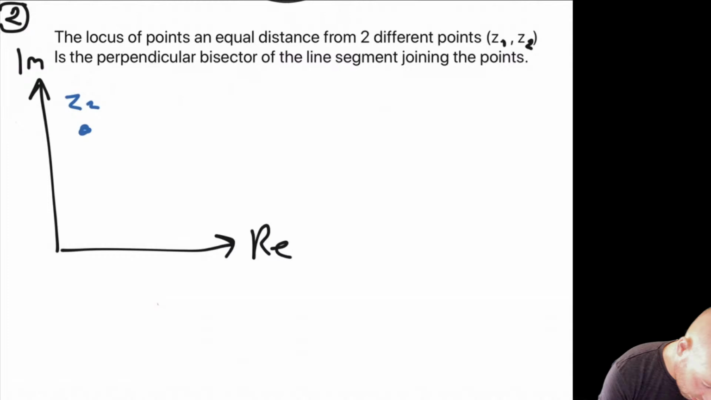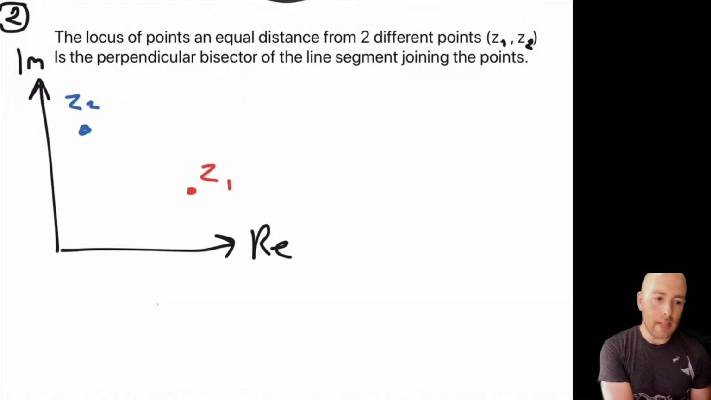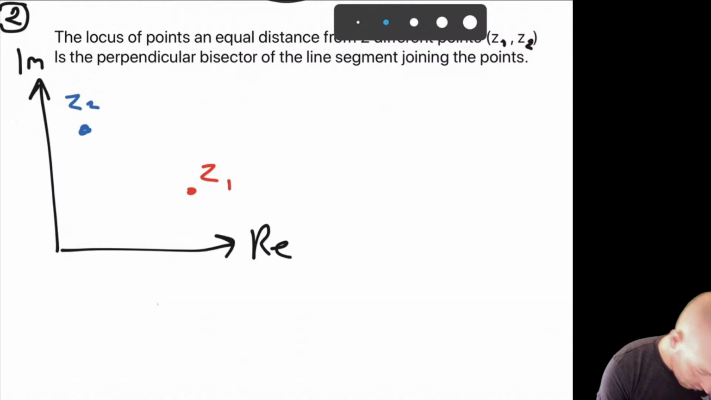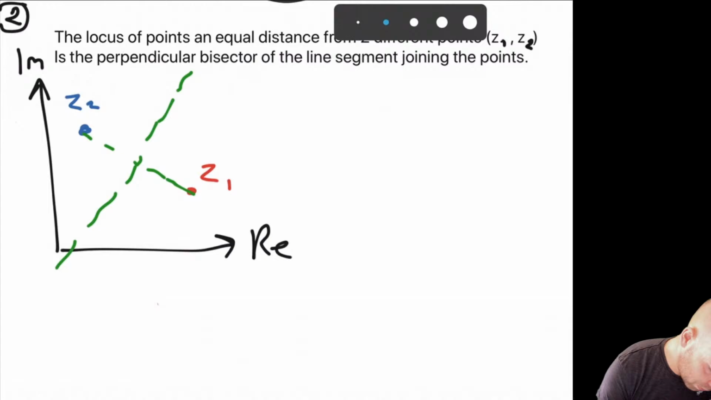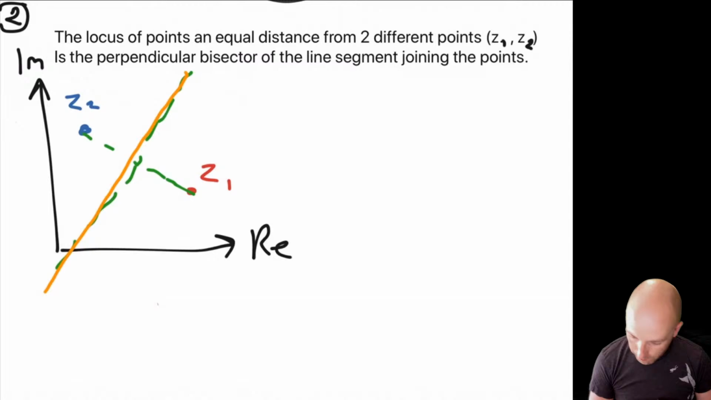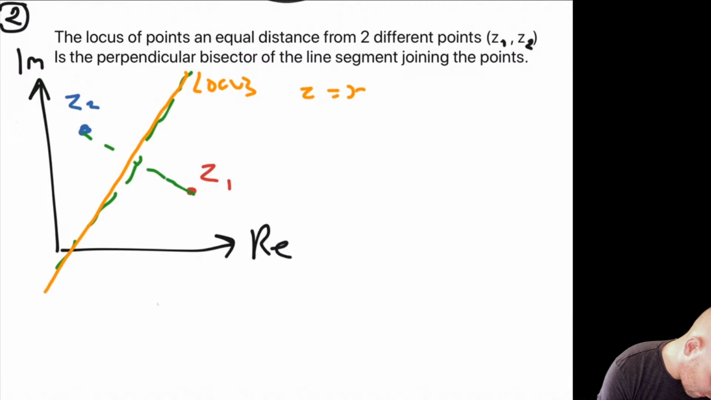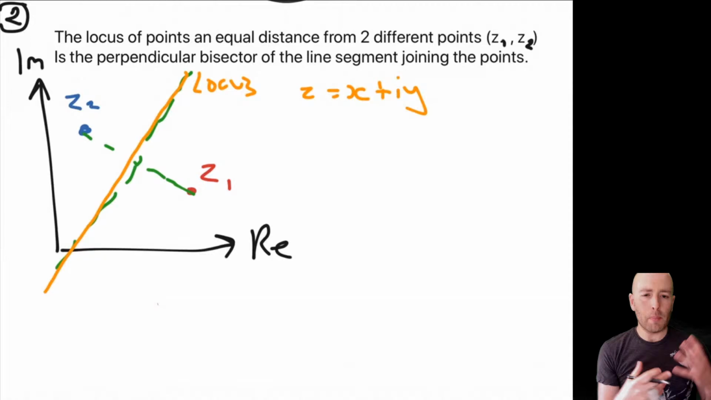The locus of the points, or the set of the points that are an equal distance from two points, is the perpendicular bisector of the line segment between the two points. In other words, if you make a perpendicular bisector, all the points on the yellow line are equidistant from z1 and z2. So this is our locus. For the locus of points, we're going to use z equals x plus iy, which describes any point on that line. Think of z equals x plus iy as the blank x and y that we have in an equation of a line or any function.